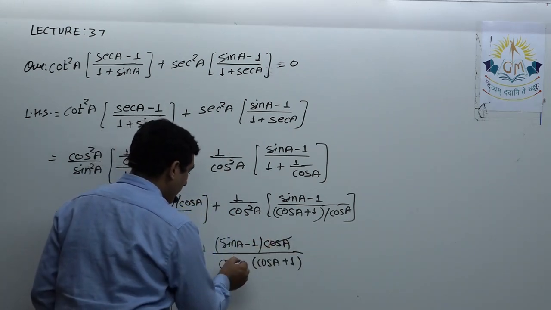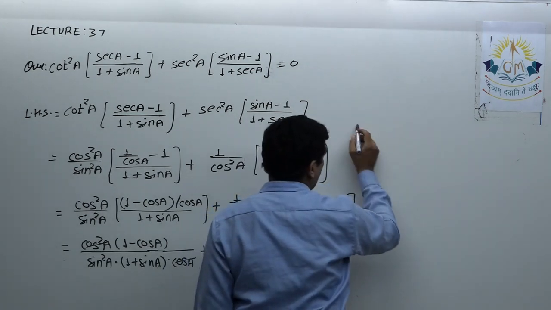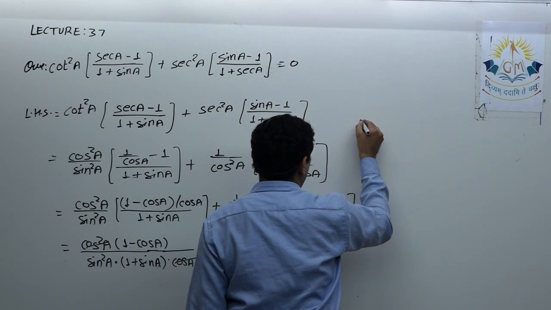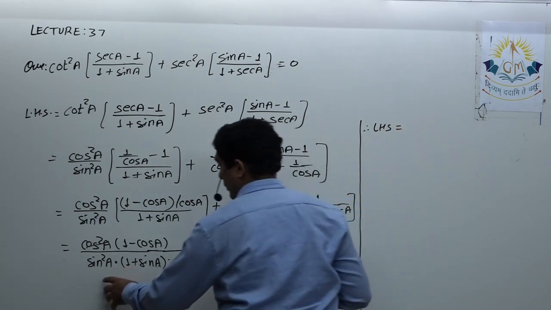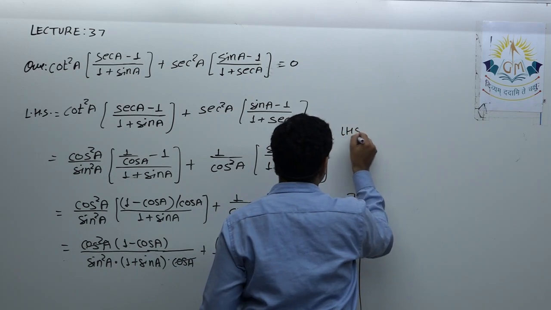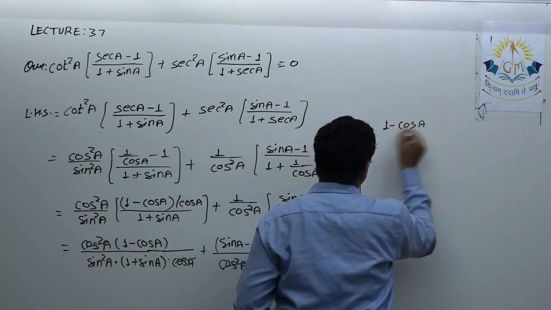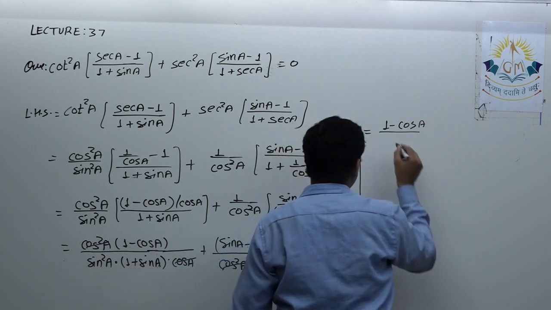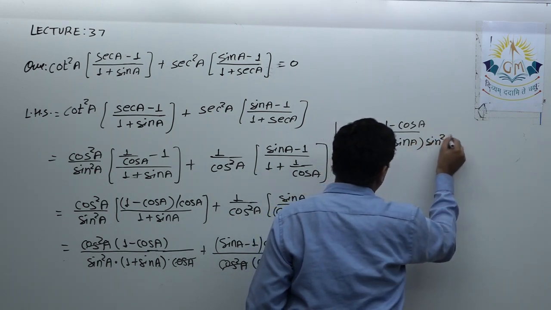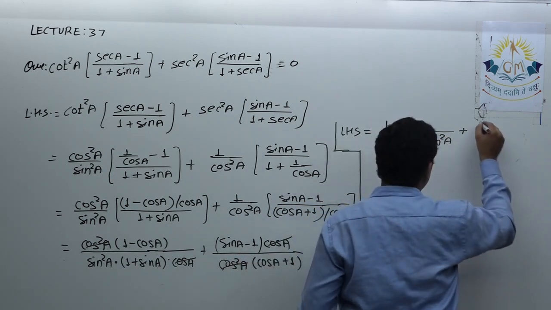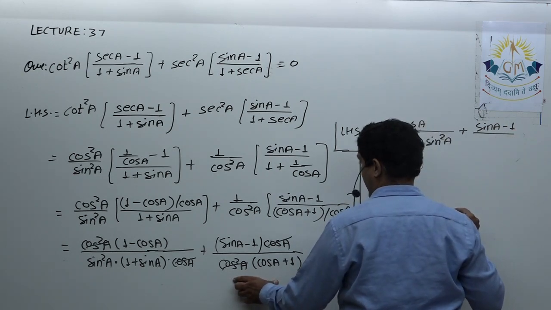So this cos A will cancel with this cos A. Similarly, this cos A will cancel with this cos A. So in next step, if I solve it further, LHS is equal to, in the numerator I have 1 minus cos A, in the denominator I have 1 plus sin A into sin square A, plus over we have sin A minus 1 upon cos A.